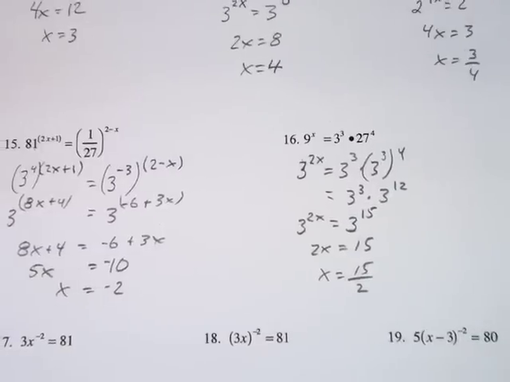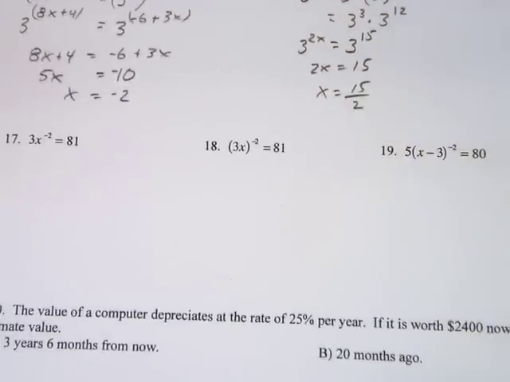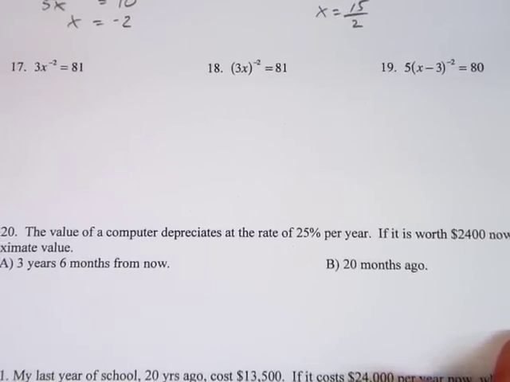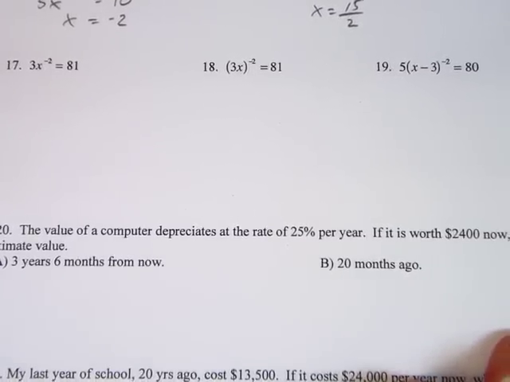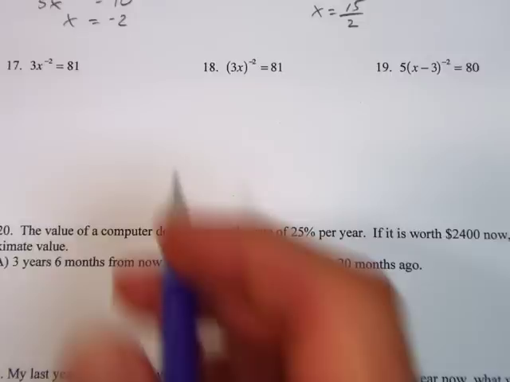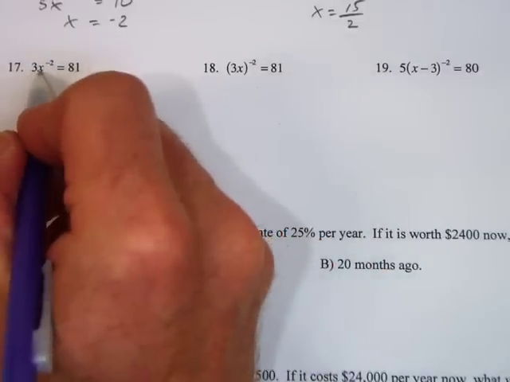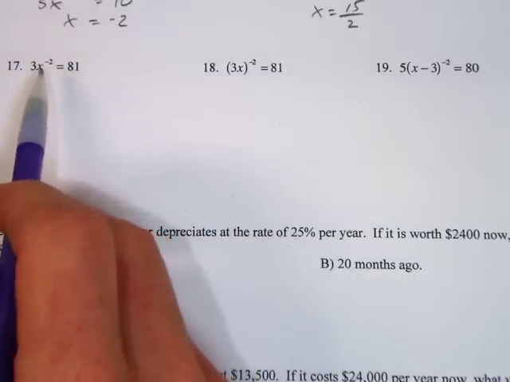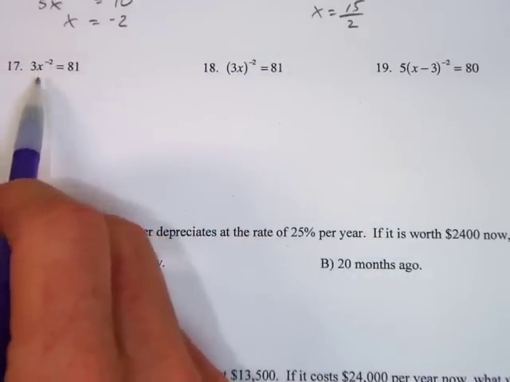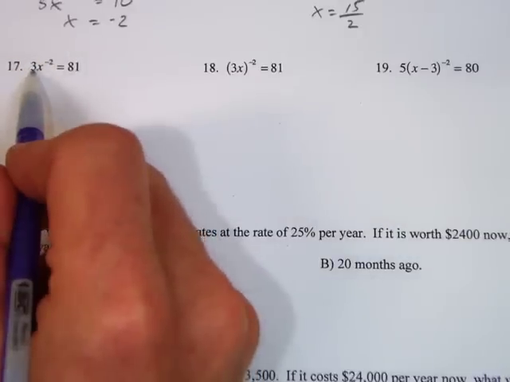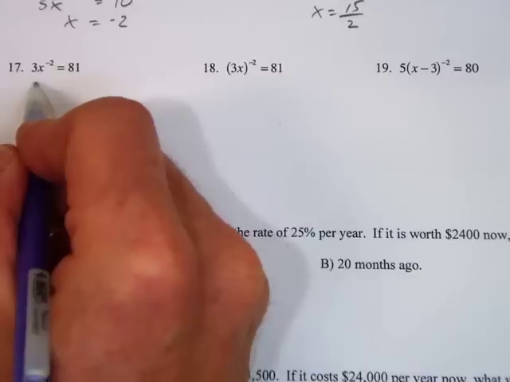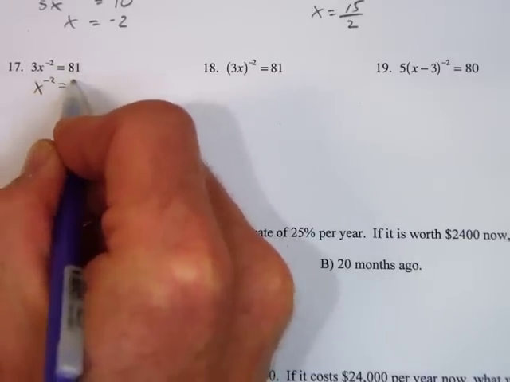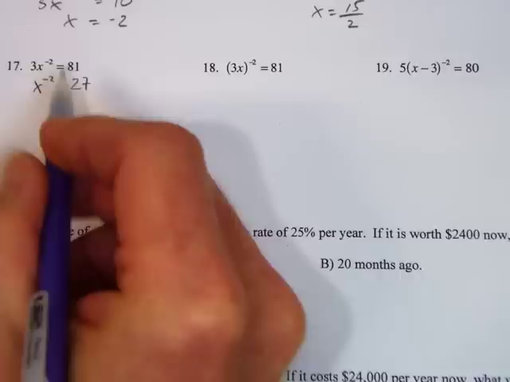All right, 17 to 20. Now we're dealing with negative exponents, and these are going to be a little bit harder, but not too bad. We just have to apply what we know. Here we have 3 times x to the negative 2. Only x is being raised to the power of negative 2. So let's get rid of the coefficient 3 by dividing both sides. We have x to the negative 2 equals 81 divided by 3, which would be 27.